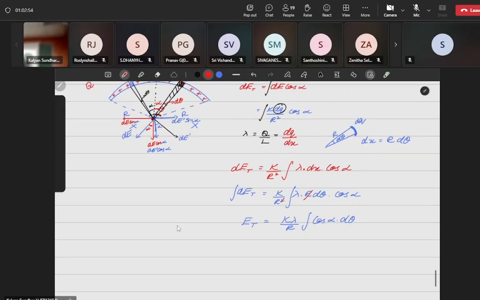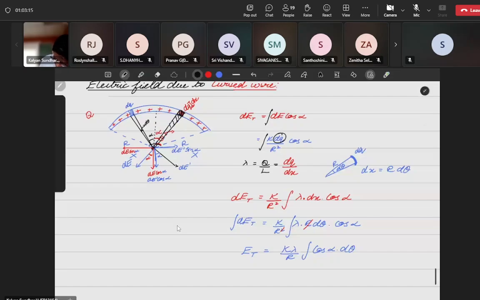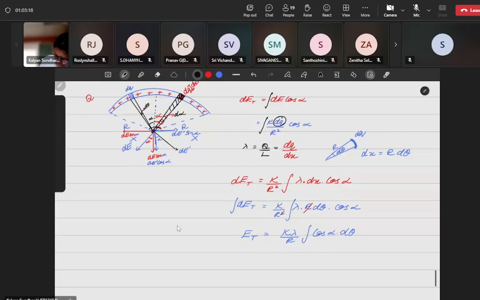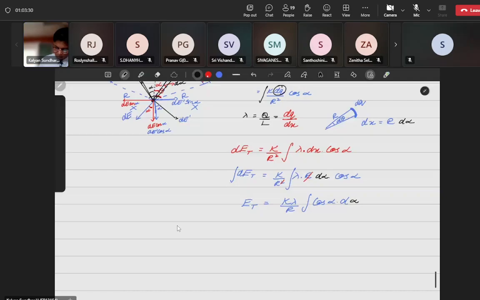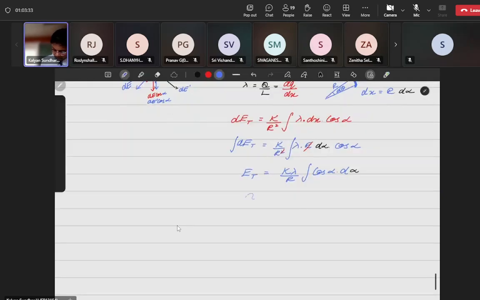Right, here I have made a mistake, so I have to take this angle. இது alpha எடுத்தா இதே இங்க alpha. Right, so kindly change this d theta as d alpha. d theta-க்கு மட்டும் just replace it with d alpha, d alpha.